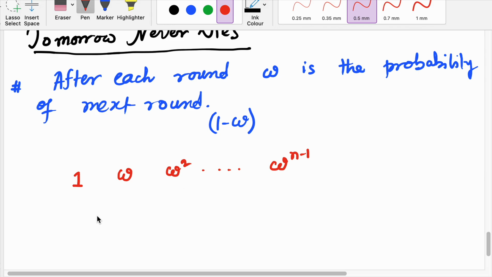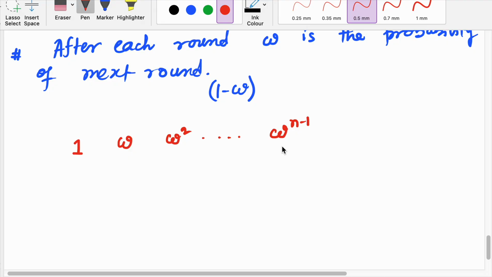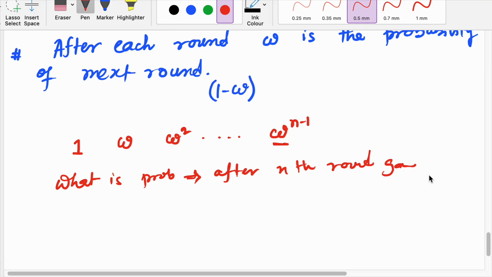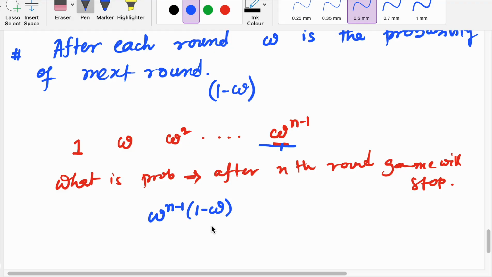Now if I say that after the nth round the game will stop, what is the probability of that? For this I have to play successfully up to the nth round, so that is the probability that the game goes up to the nth round, and then after the nth round the probability that the game will not proceed further, meaning there will be no next round. That is the probability that our game will stop at the nth round.